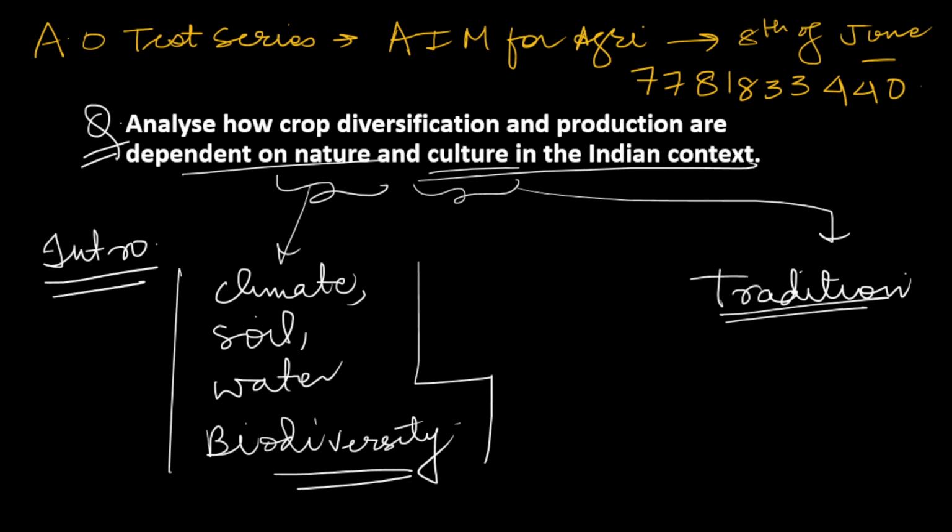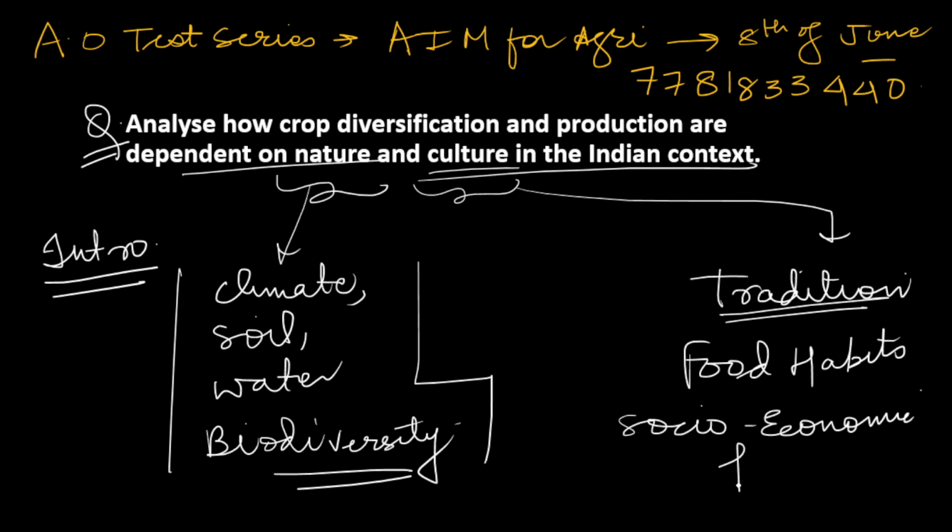What could be more? Tradition is one. Secondly, food habits, we have just discussed. Food habits can be one thing. Secondly, socio-economic practices could be one thing. Certain festivals, certain limitations of the society we are living in can affect it. So these could be some of the traditional aspects which can affect our crop diversification and production. So these are both aspects which you can briefly write in your intro.